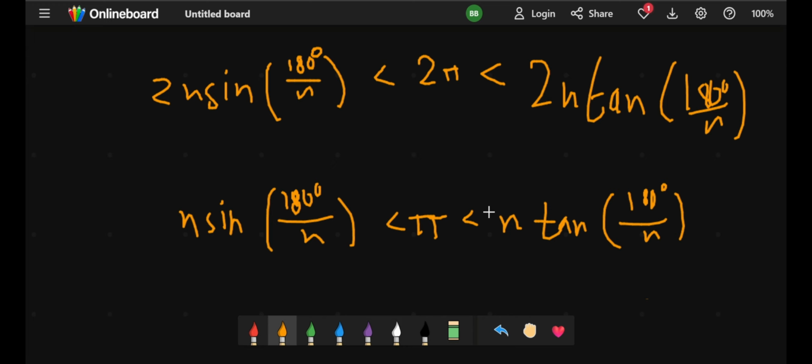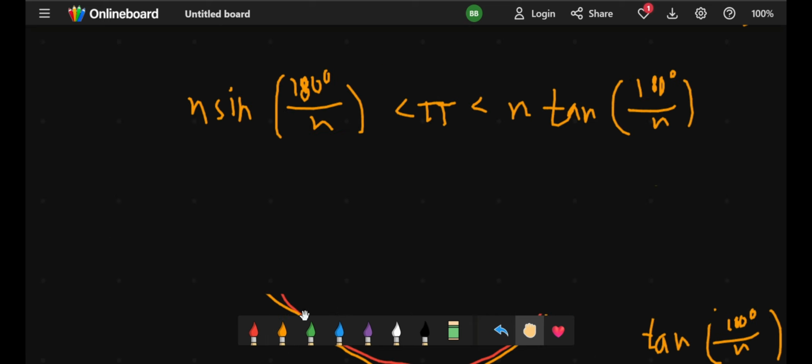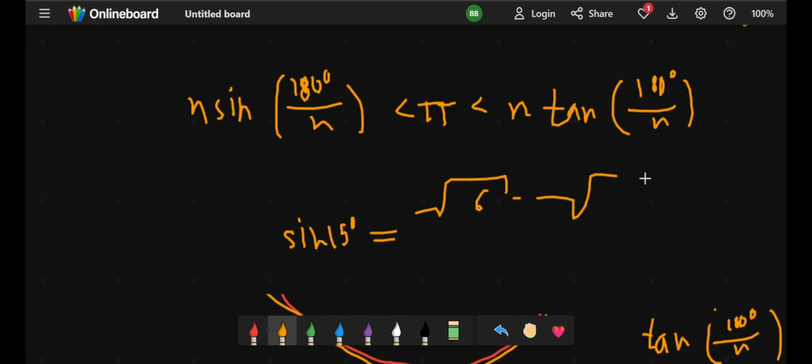Like sine of, say, 15 degrees. We can actually prove that sine of 15 degrees is the square root of 6 minus the square root of 2, the whole thing over 2. Yeah, there's actually a proof for that. Sine of 15 degrees is equal to the square root of 6 minus the square root of 2 over 2.